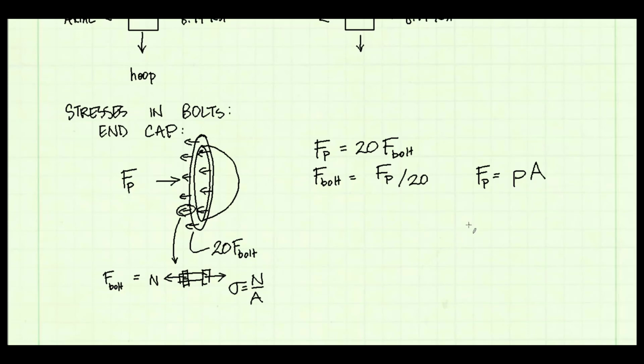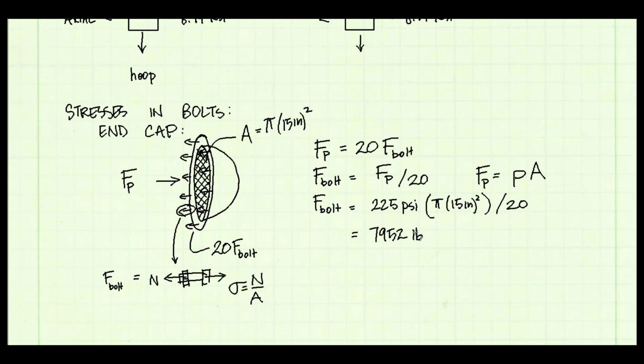The area is the internal area of the tank on our cross-section. In this case, it's going to be based on our inner radius. We know the pressure. It was given to us as 225 psi. Solving for the force in the bolt, it is 7,952 pounds.